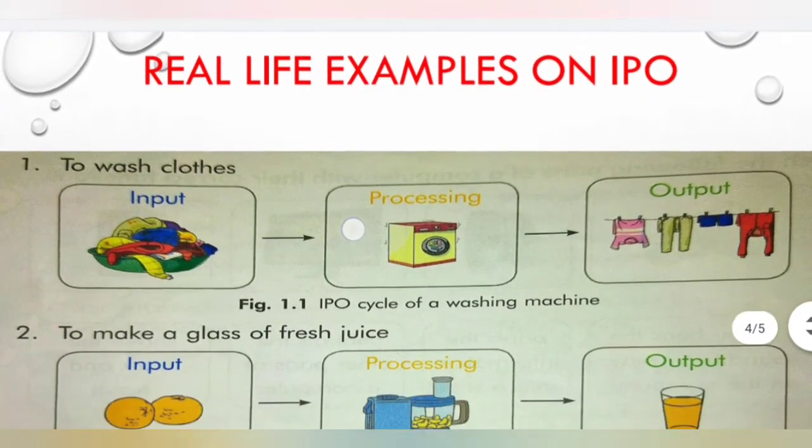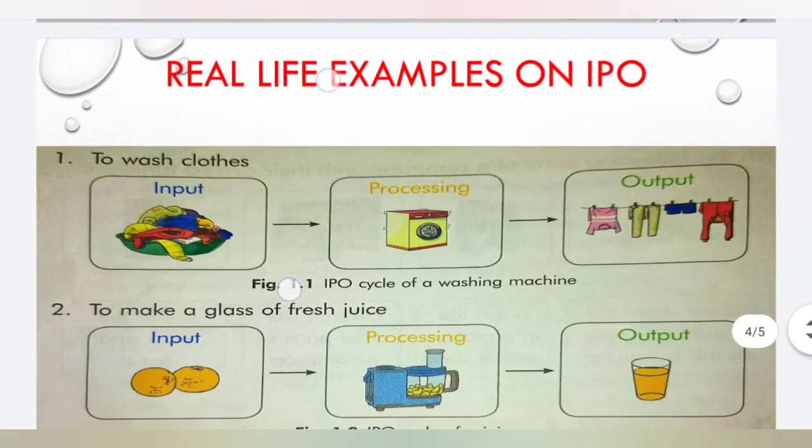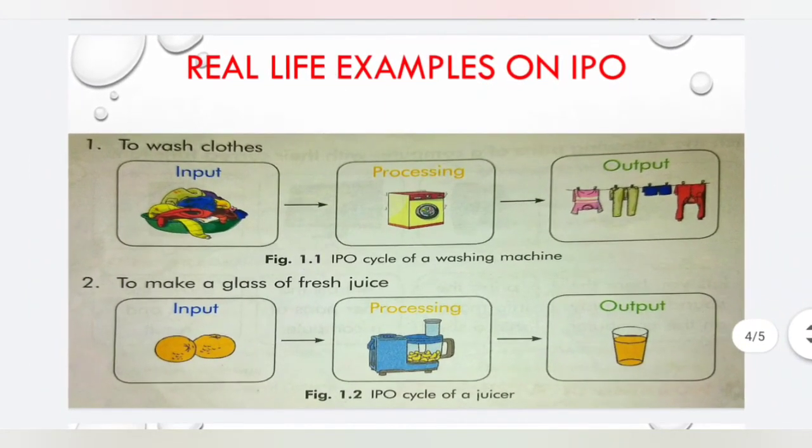The first one is to wash clothes. Here, the cloth is the input. We put it in a washing machine, and the washing machine is the processing. Now the cloth is washed and ready, and that is the output.